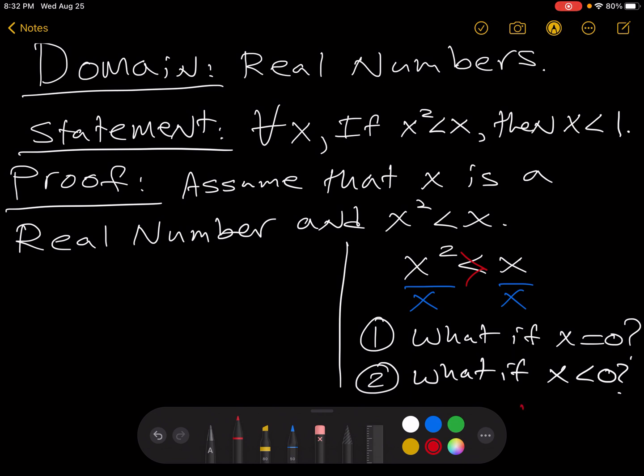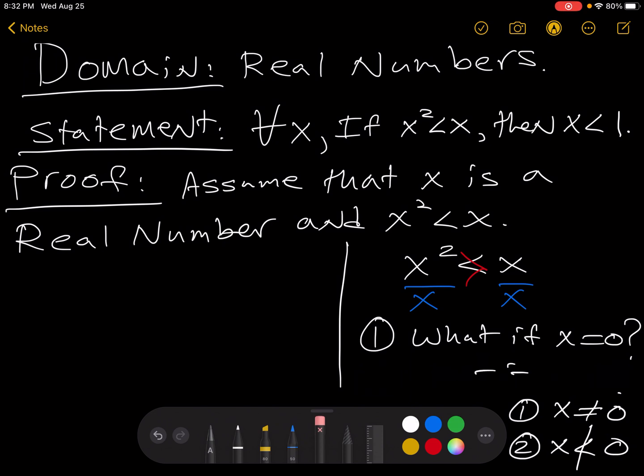So let me write these two things down here, just to keep them in mind. We're going to show that x cannot be 0 and that x cannot be negative. So I'm going to put a line through that, meaning that x cannot be negative. We're going to show those two things. Once we establish those two things, then we can divide both sides by x, because we know that we're not going to divide by 0 because x is not 0, and we're not going to have to flip the sign because x is not negative.